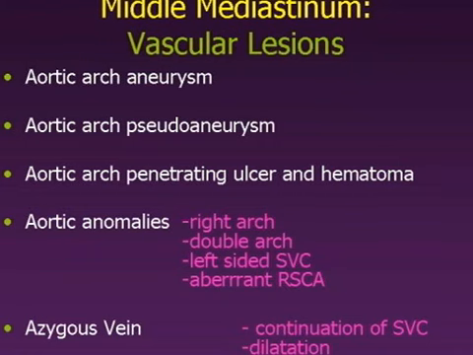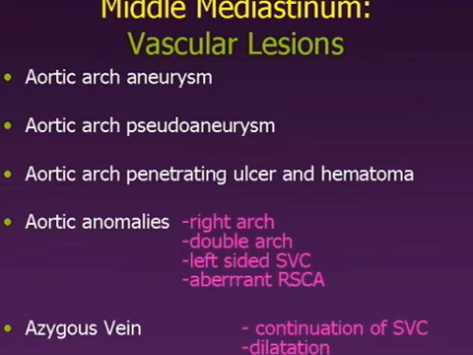Vascular lesions in the middle mediastinum. Well, talking about the aorta is a talk unto itself, so I'm certainly not going to do that. But anything going on with the aorta, such as acquired disease, an aortic arch aneurysm or a pseudoaneurysm, a dissection or a penetrating ulcer, hematoma, I'll show you briefly examples of that.